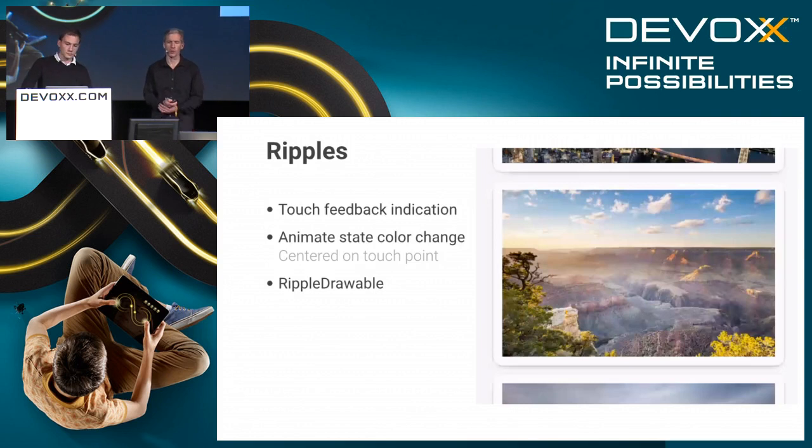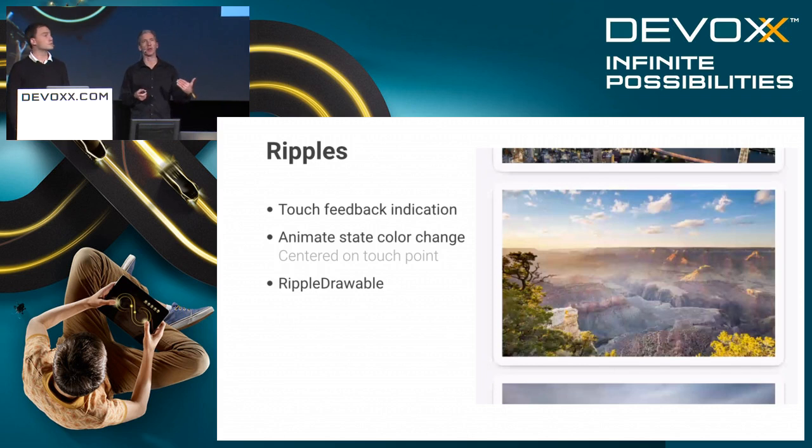So let's talk about ripples. This is the idea that you want to give the user information not only that state has changed in their views, but why the state changed. So show them the animation of the state change, that this button is now being pressed. Not only that, but where the button was pressed. So you give them feedback about the actual touch point on the view as well.